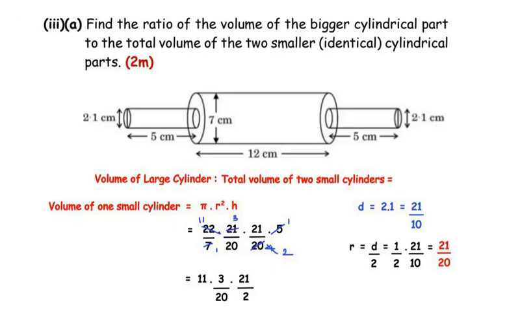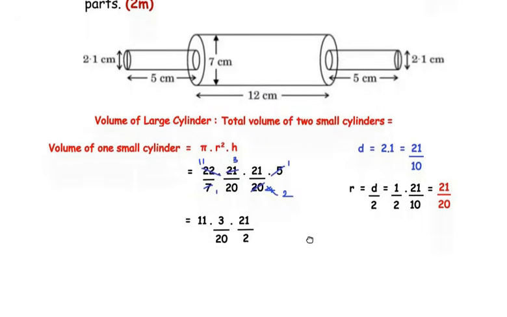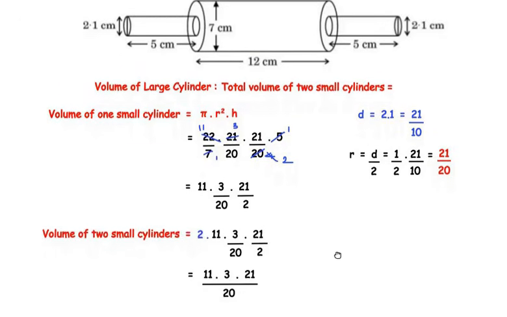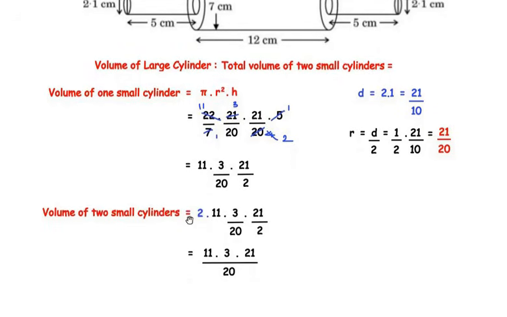Now once we have got this, let us find out the volume of two small cylinders. So now the volume of two cylinders becomes, we are going to multiply 2 with the volume of one cylinder. So 2 times 11 times 3 over 20 times 21 over 2. Now we can divide this 2 in the denominator with the 2 in the numerator, giving us the volume of two small cylinders as 11 times 3 times 21 over 20.